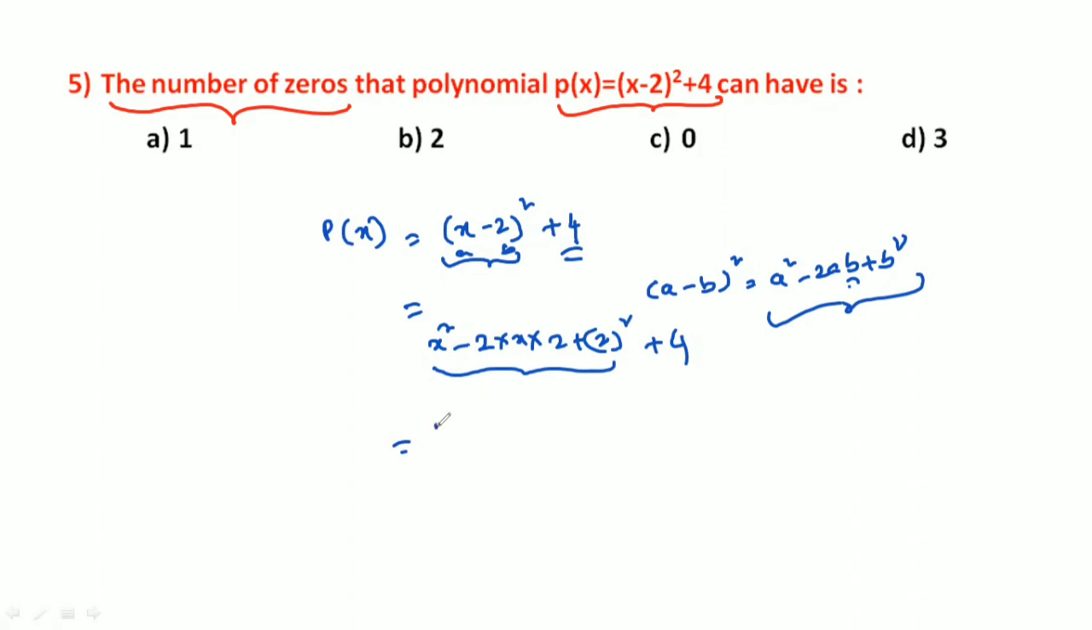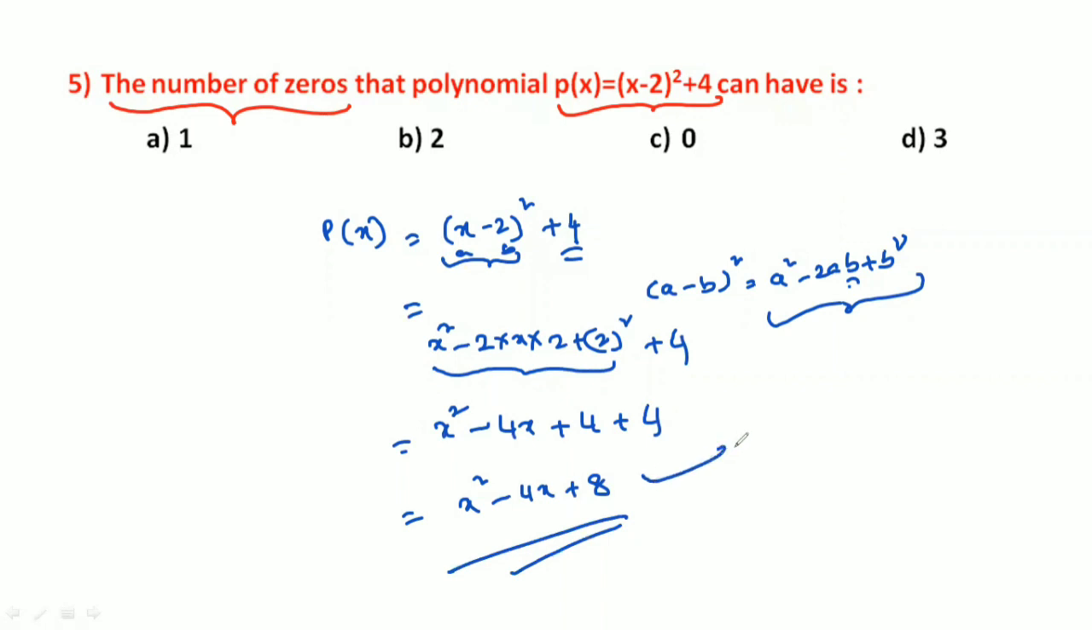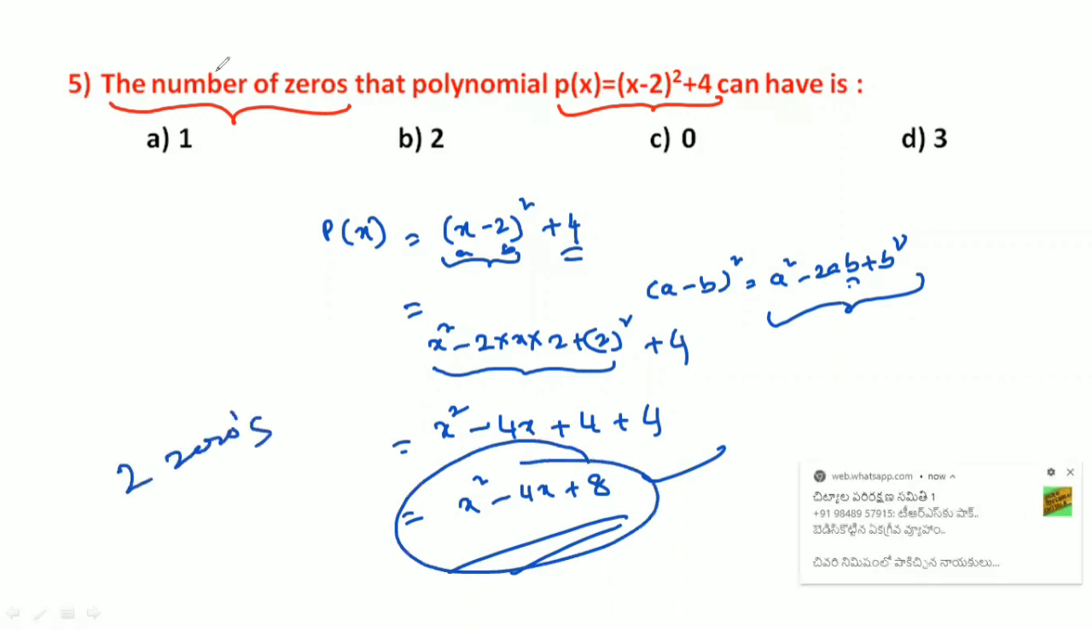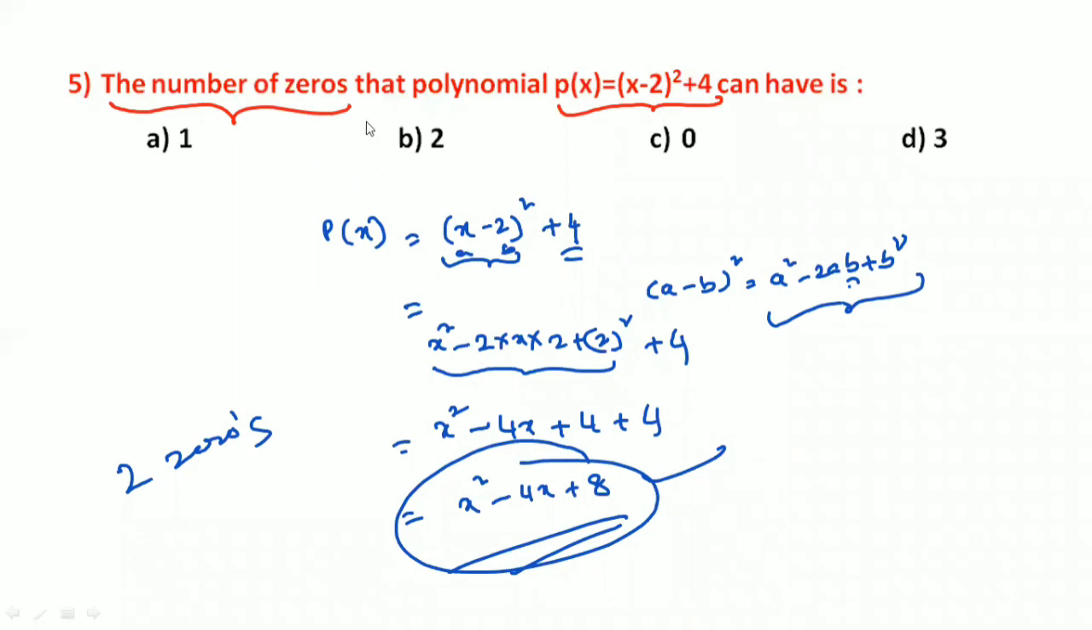Now let us see, children. Now let us simplify again. x square minus 2 twos are 4x, and the plus 4 and plus 4. Now we get, my students, here x square minus 4x plus 8. So this is the quadratic polynomial, children, we got here. So we know that a quadratic polynomial has at most 2 zeros. Everybody knows. So option B is an absolutely correct answer.